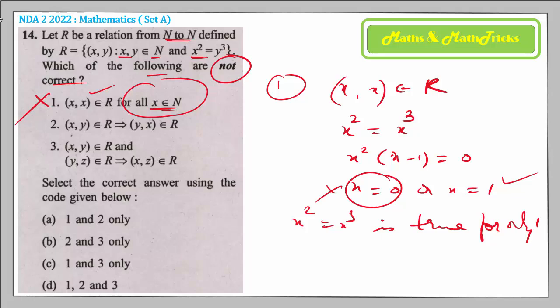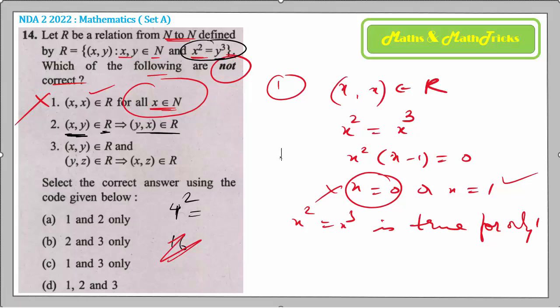What about statement number 2, do you think? If (x, y) belongs to R, will (y, x) belong to R? No, not at all. You have an example. See, I'll tell you. 16 is 4 square, but can 16 be written as some number's cube? No, right? 64 is 4 cube. So I am taking another example where we can demonstrate such a relation easily. I would like to take 8 square. 8 square is 64, and 64 is itself 4 cube.